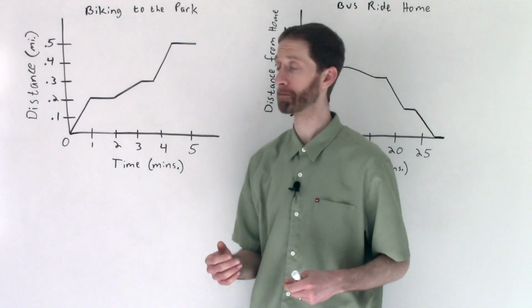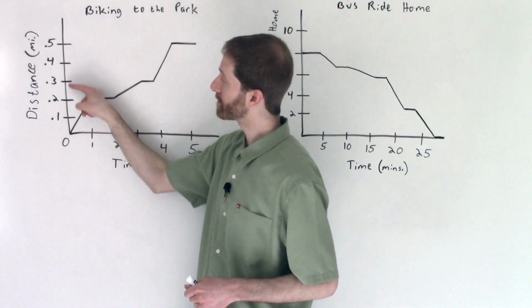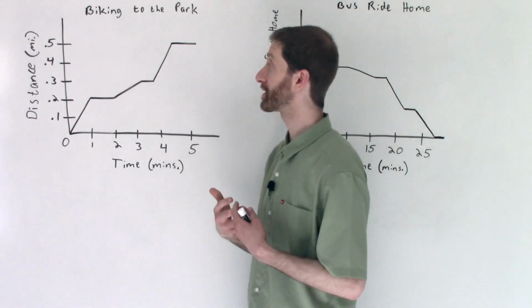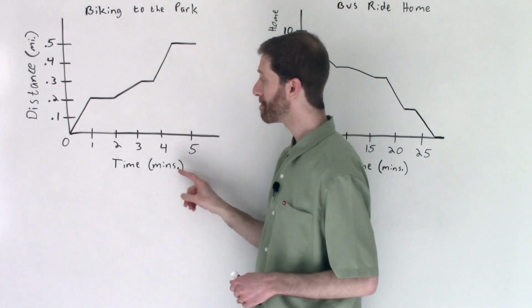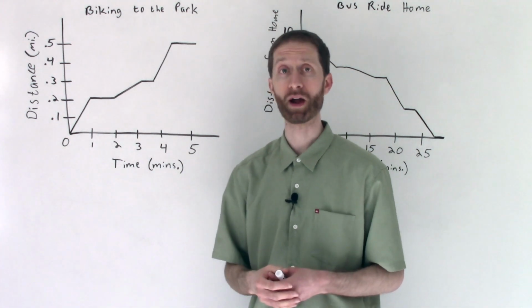That's the situation. On the vertical axis right here, we're told that these values measure the distance in miles, and maybe that's distance in miles that we've biked. And then the time in minutes that we've spent biking. So we're going to actually tell the story that this graph says.